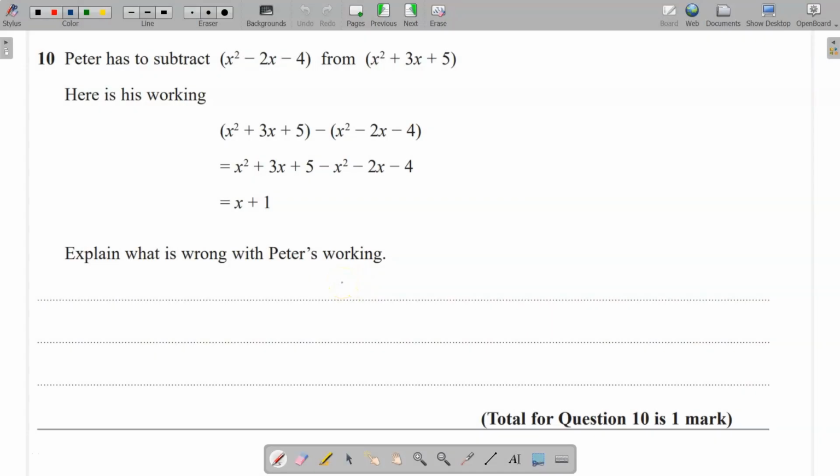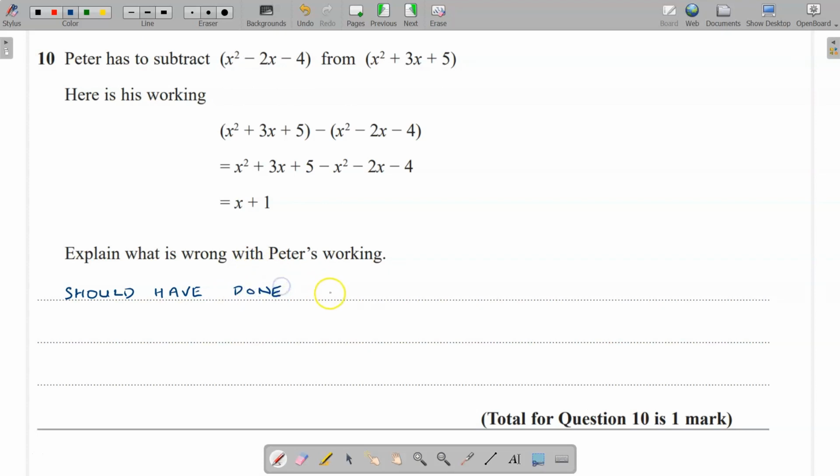In this question, Peter has done something wrong when he was subtracting this expression from this one. Basically he has not applied the minus sign to everything inside the bracket. So you just need to say what's wrong. The best way is to show how it should be done, and you simply need to say that he should have done this.